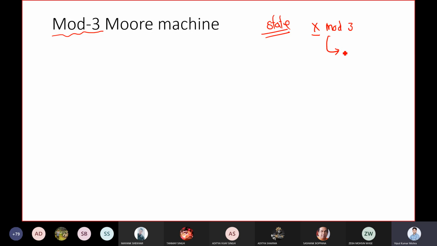Three values, right? One can be 0, one can be 1, one can be 2. Can we get any other value if you are taking mod 3 of any number? No, right? If it is divisible by 3, then it will be 0, otherwise the remainder is 1 or 2. So we need to represent three states in this machine, because only three outputs are possible. Either it has remainder 1, or remainder 2, or it is divisible. So I have three states.